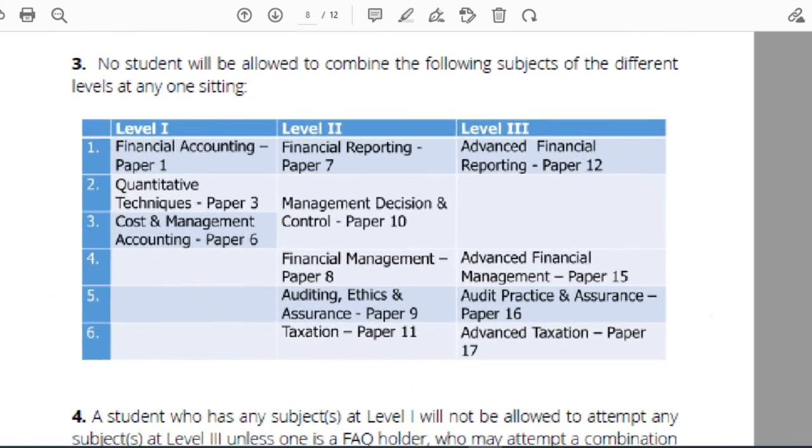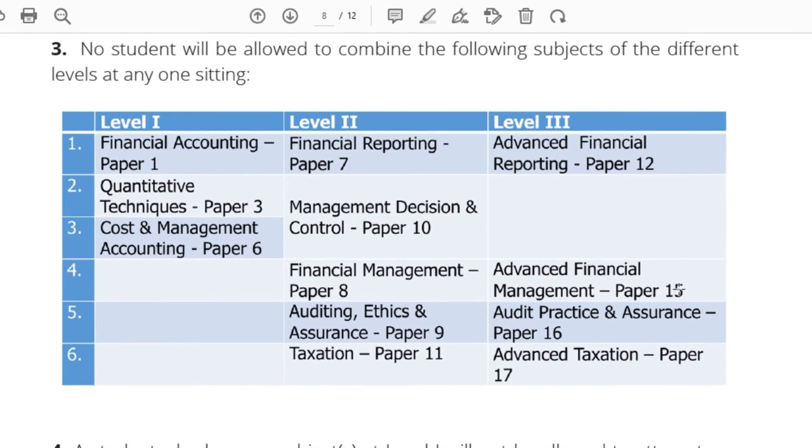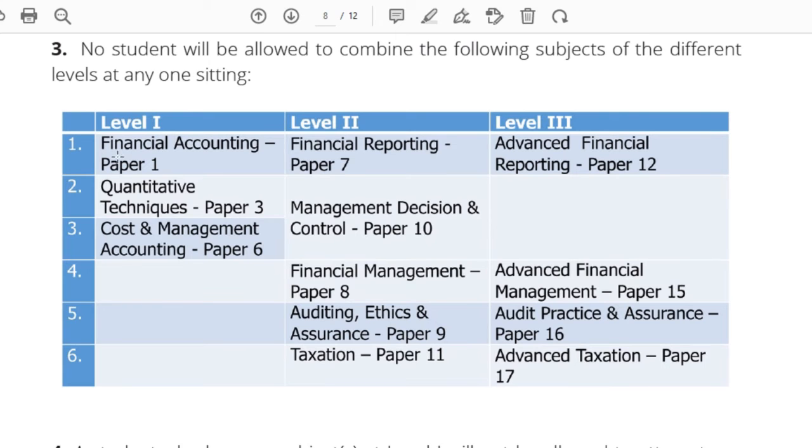There are certain papers that you're not going to do at the same time. You cannot undertake those papers at the same time. For instance, financial accounting at level 1 cannot be taken together with financial reporting. Again, financial reporting can't be done at the same time with advanced financial reporting at level 3. Then again, on level 1, quantitative techniques, which is now our paper 3, cannot be taken together with management decision and control, paper 10 at level 2. That's not going to be possible.